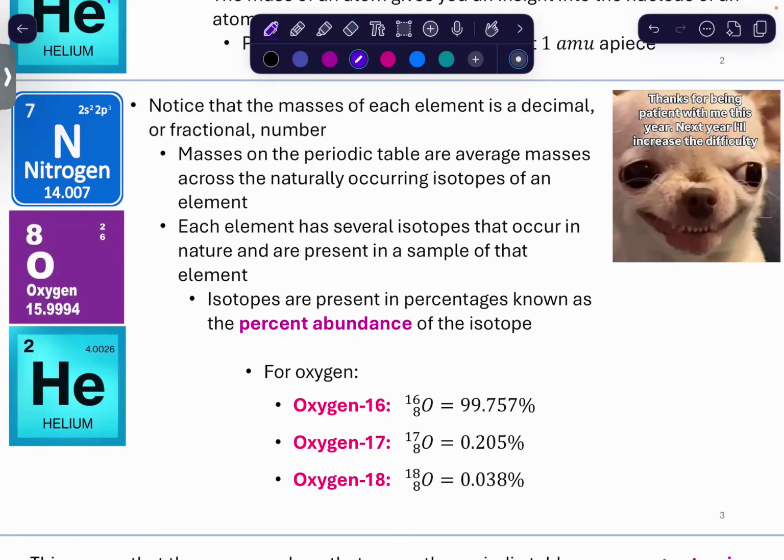For oxygen, you have 3 naturally occurring isotopes, oxygen 16, oxygen 17, oxygen 18. And then you have their relative percent abundances in nature. Oxygen 16 is, of course, the most abundant at 99.7%. Oxygen 17 and 18 have very, very low percentages, but they're still there in a specific amount. These fractional masses that you see on the periodic table are an average mass of all of the different isotopes that are present in nature. And we can actually calculate what the mass number of an element should be based off the isotope masses and their percent abundances.